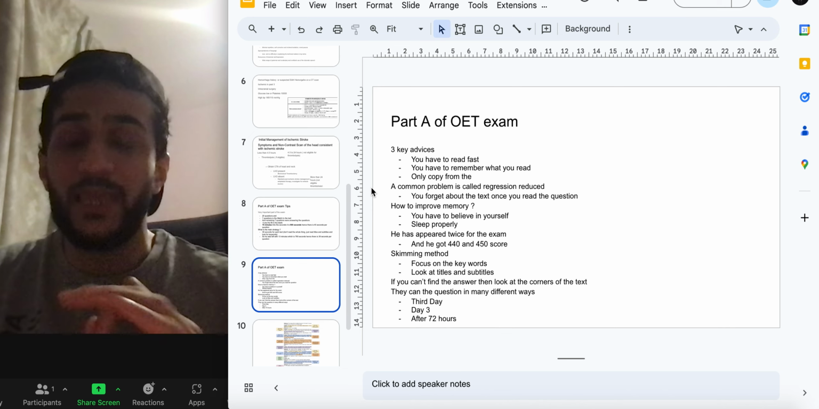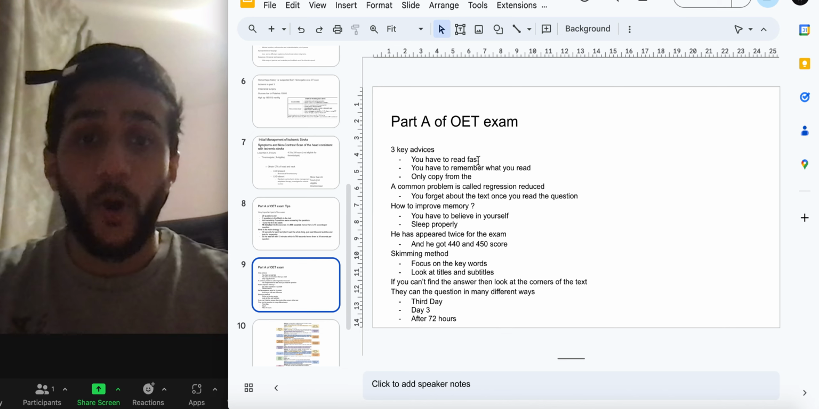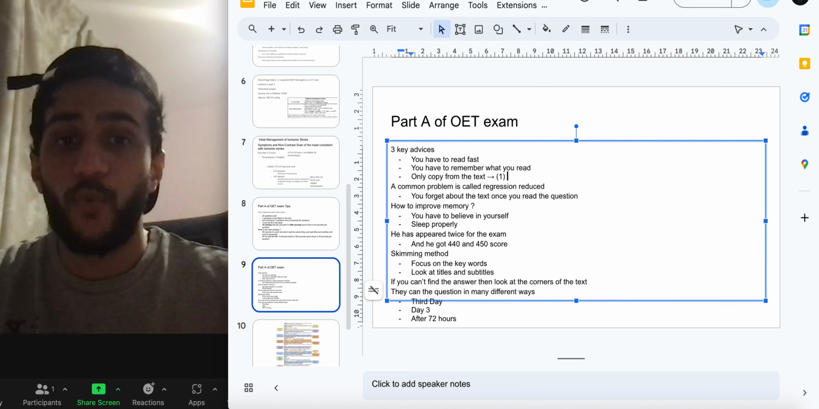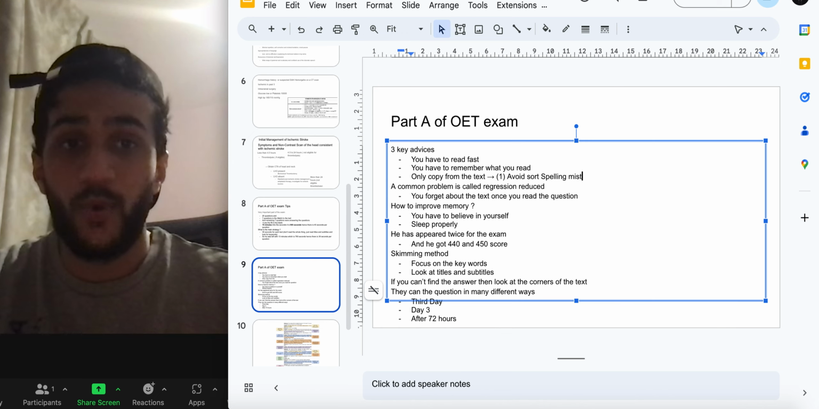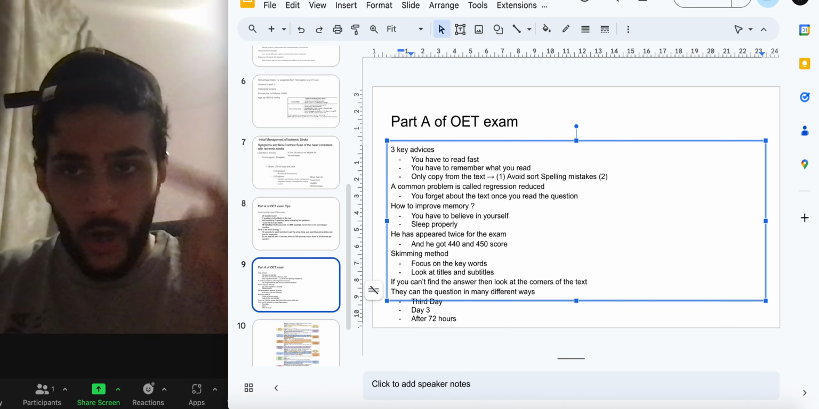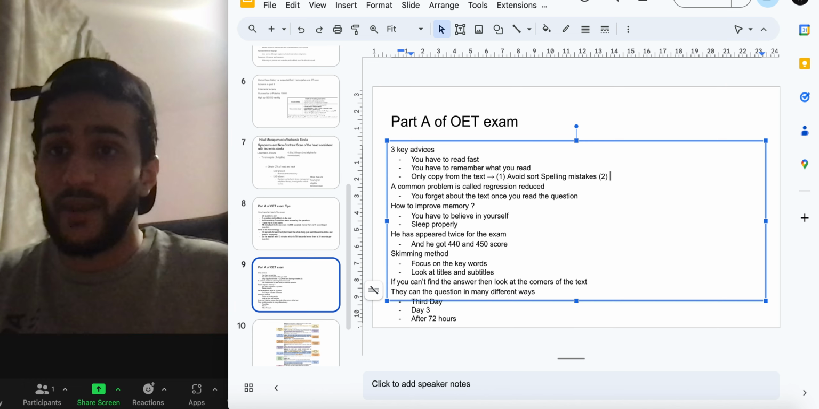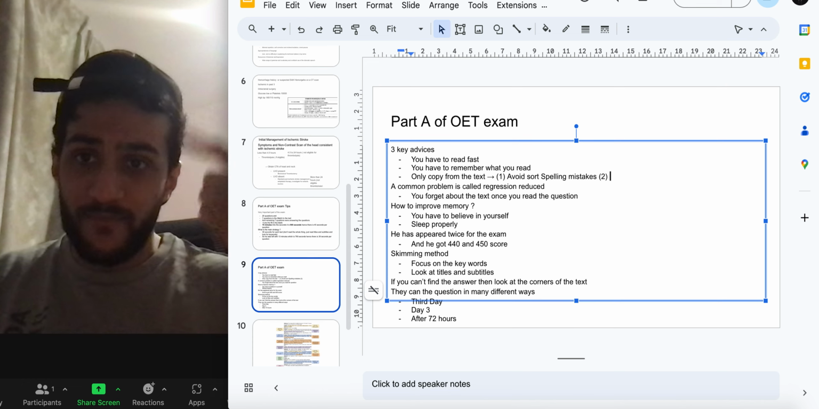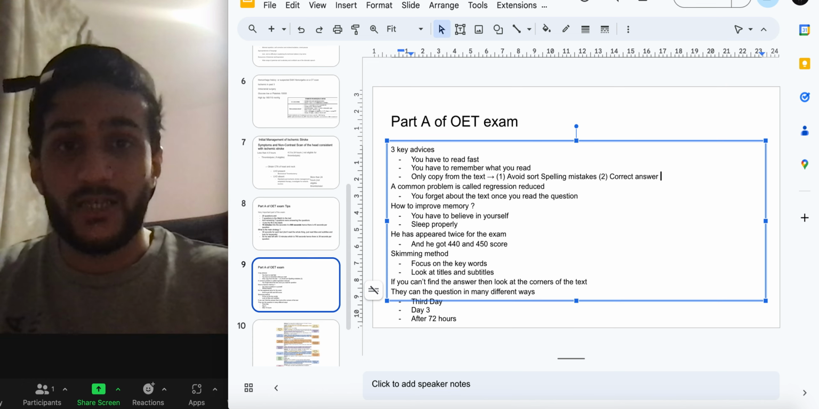What are the key pieces of advice? You want to read fast, remember what you read, and only copy from the text. This leads to two main things. One, it avoids any spelling mistakes. Two, the answer is not going to come from your own mind. If they ask what the treatment plan for diabetes is, you can't just mention anti-diabetic drugs. You write down whatever is in the text, because that's where the answer is. It's not general knowledge. So you'll get the correct answers if you take them from the text.